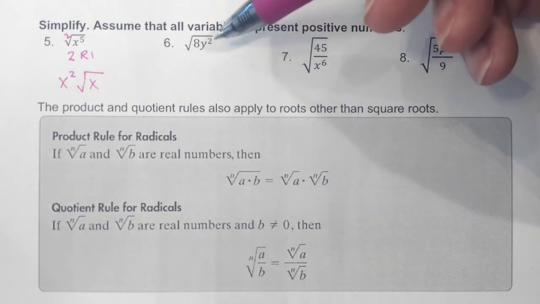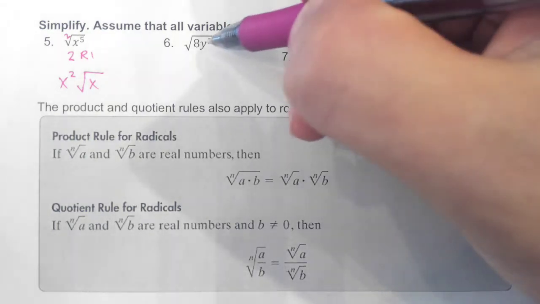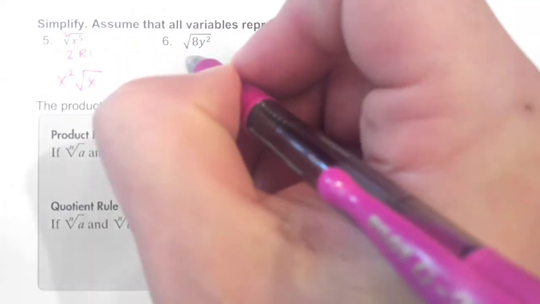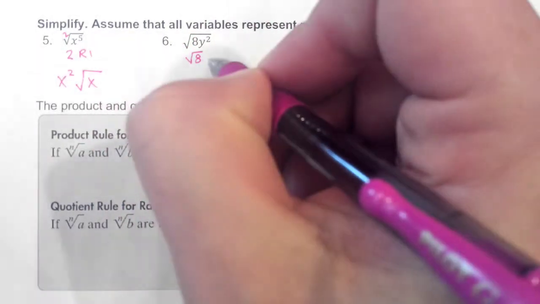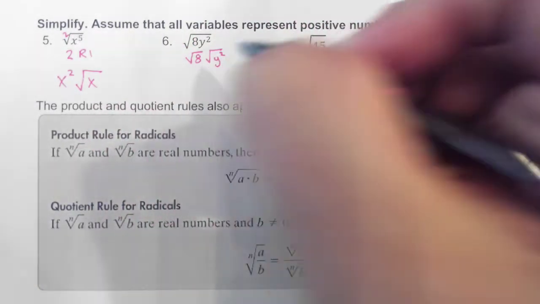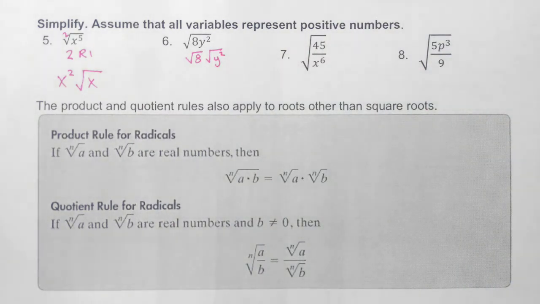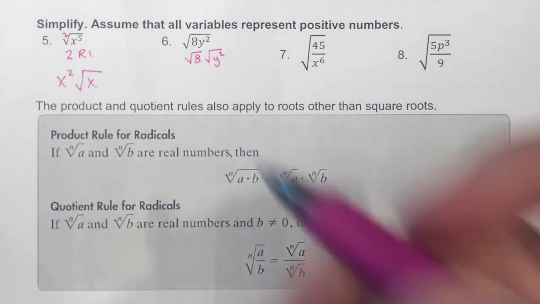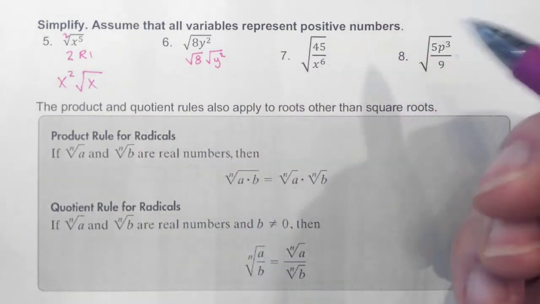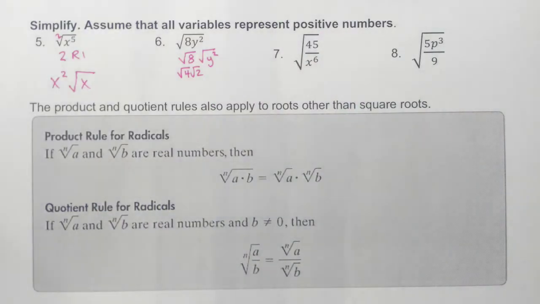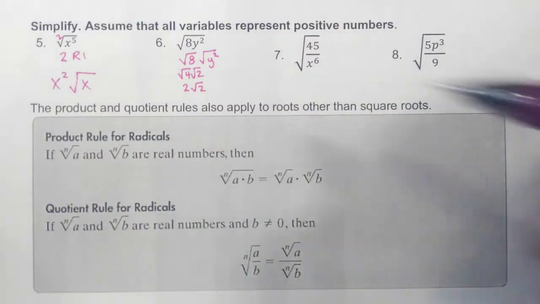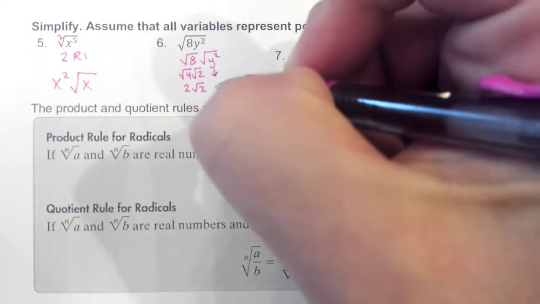For a problem like 6, I would probably separate those into the 2 radicals and simplify them individually. So I'd say this is the same as the square root of 8 times the square root of y squared. And we know how to do the square root of 8, and we know how to do the square root of y squared, so we just got to do both of those separately and then put our final answer all together. The square root of 8 is the same as the square root of 4 times the square root of 2. So that would be 2 square roots of 2, right? The square root of y squared is y.